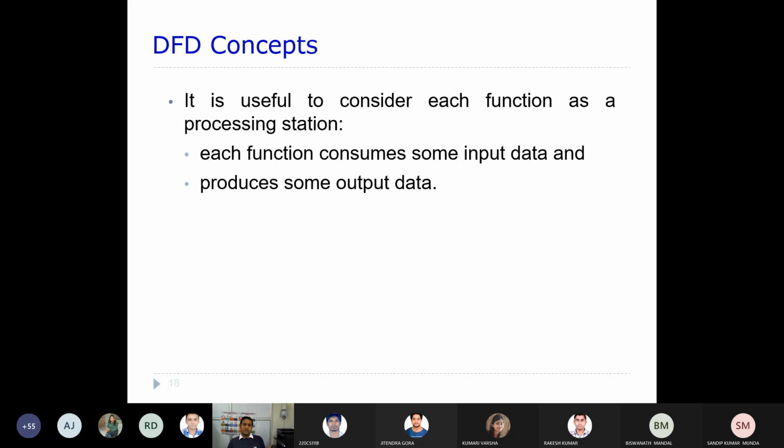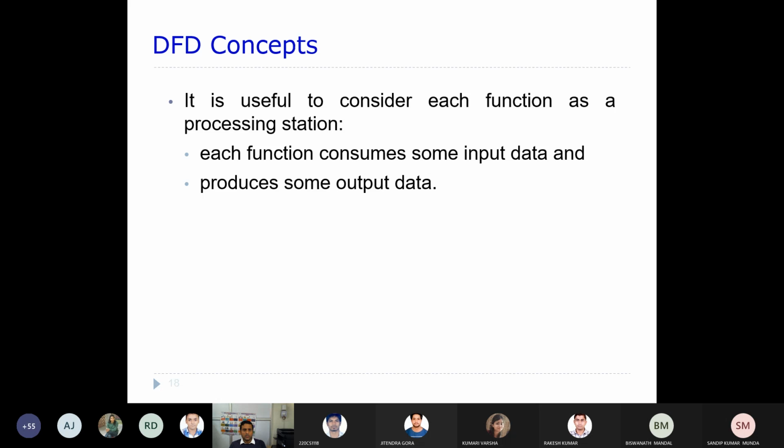So here, each and every function will be considered as a processing station. That is what I told you. As part of each function, certain processing will be carried out, right? Each function consumes some input data and produces some output. That means it will take some input, process that input, and give you some output, right? And this is exactly what is part of a DFD.